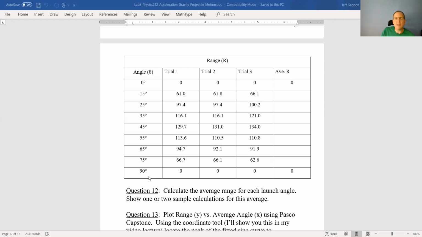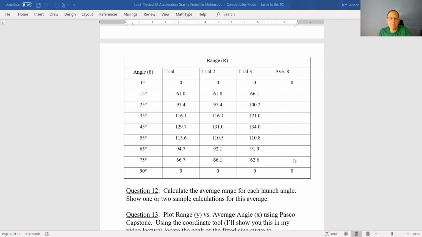So what I did was I collected 3 trials, right? I had a landing platform that had carbon paper on it, and I launched the marble, it left a mark, and I measured the distance from the mark to the edge of the launch gun. And these are the values I got for each of those angles. And I did 3 trials for each of these angles. So what I want you to do for question 12 is simply calculate the averages, right? So average the 3 trials.